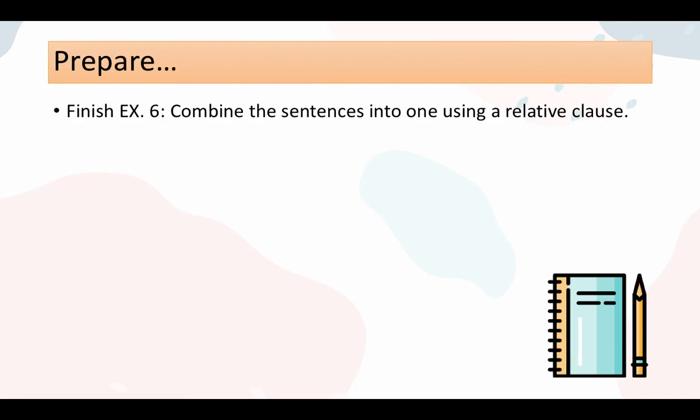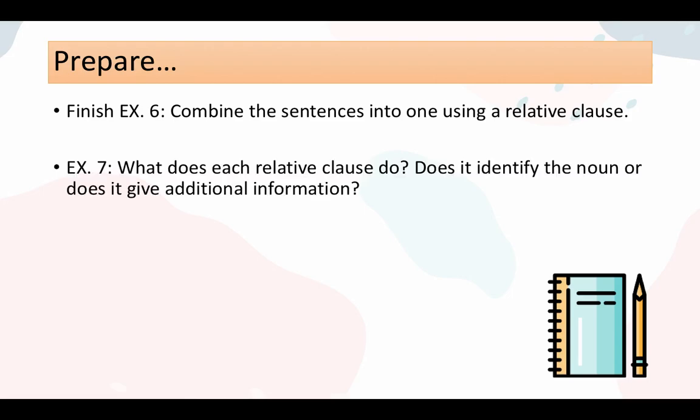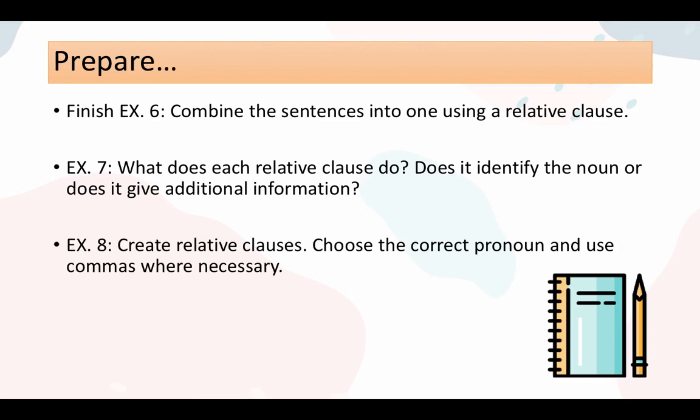Okay, prepare the rest of exercise 6 yourself. Then you can move on to exercise 7 and decide if the relative clauses in the text identify or just give extra information. And exercise 8 then, you will again have to create relative clauses yourself, and you also need to decide if you need to add commas or not.